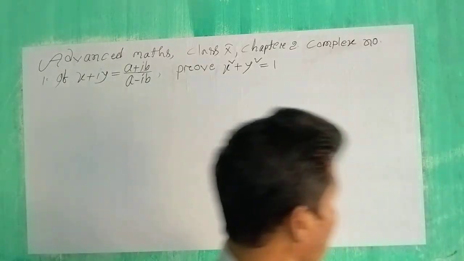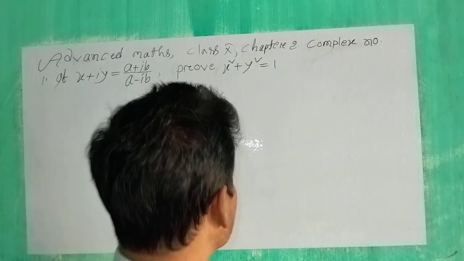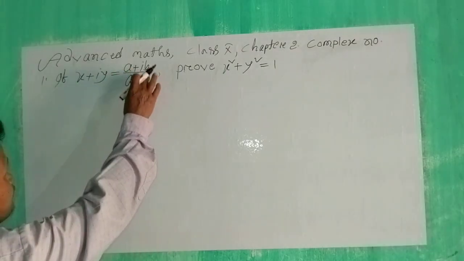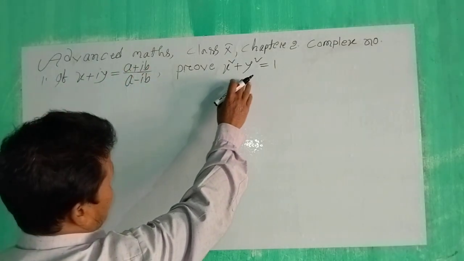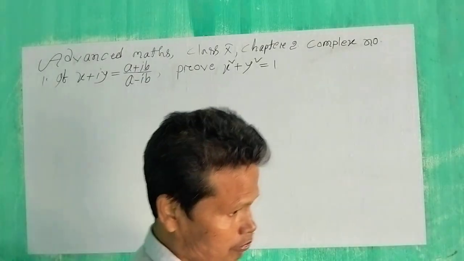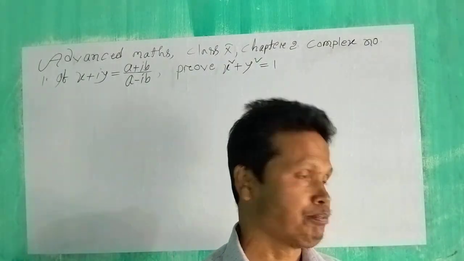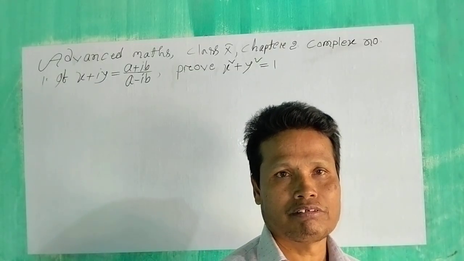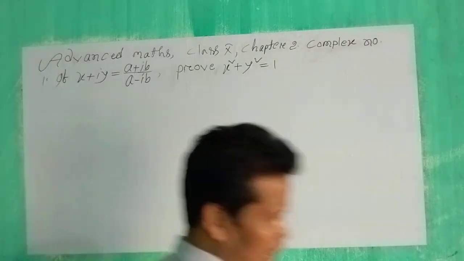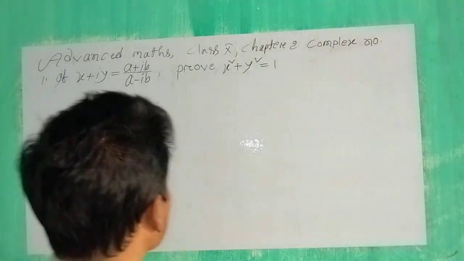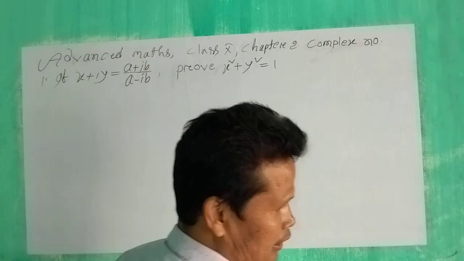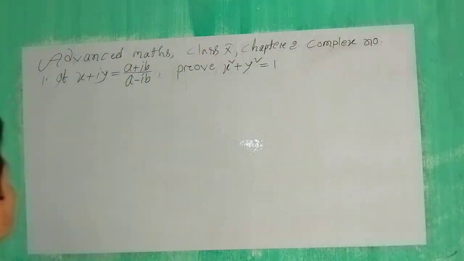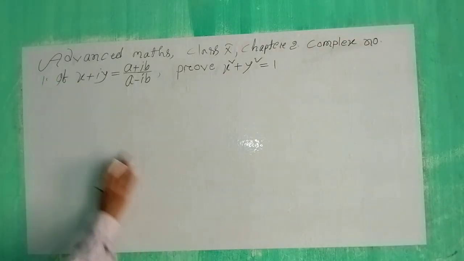Now we are taking a question, that is, if x plus iy equals a plus ib by a minus ib, prove x square plus y square equals 1. The method is very important. How are we going to solve this problem? There are many methods. We are taking a simple method to solve this problem. What will be the simple method we are going to discuss?